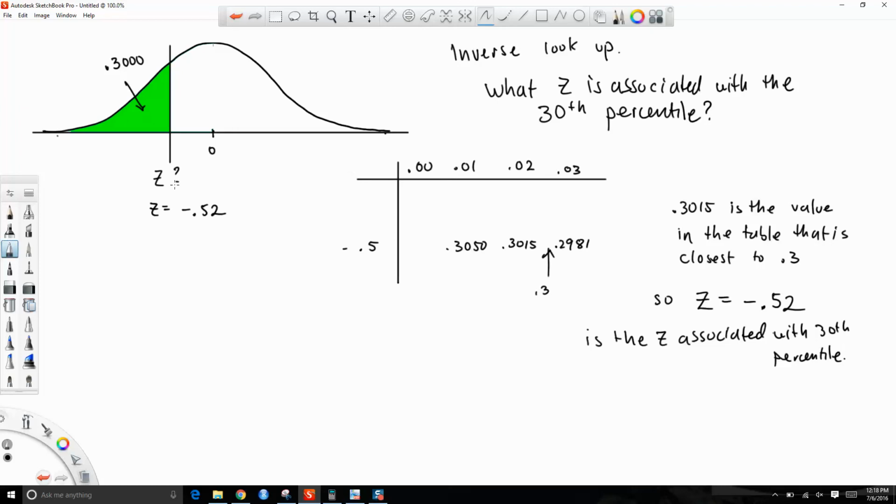Okay, so then let's apply this a little bit further, and let's still use the tiger information. So we'll still deal with male Bengal tigers. Again, the mean is 490, and the standard deviation is 35. So now the question is, how much does a tiger in the 30th percentile weigh?